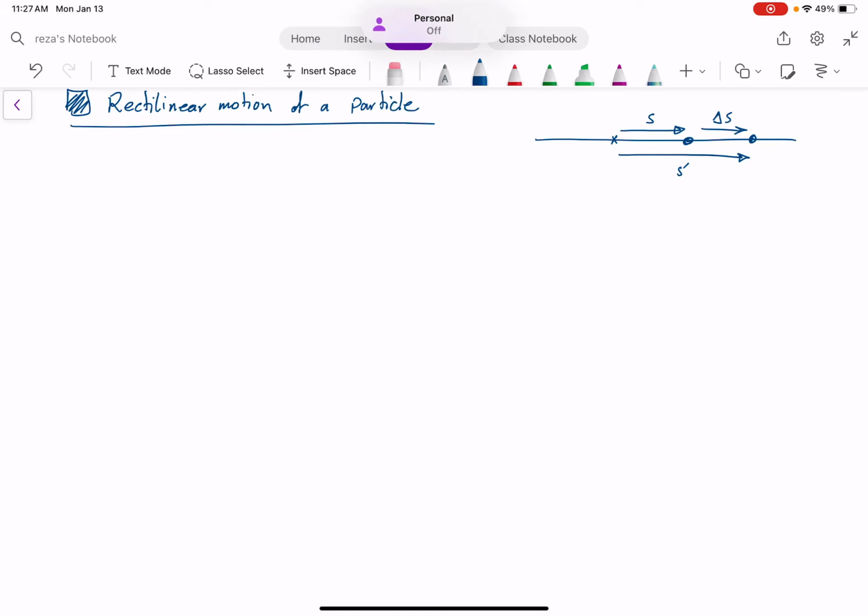Hello, welcome back. In the last video, we looked at the condition of a particle moving along a straight line. We defined the two variables, position and its change or displacement, delta S, as the particle moves from one point to another on the line. Now let's continue with our definitions and define the next concept, and that would be average velocity.